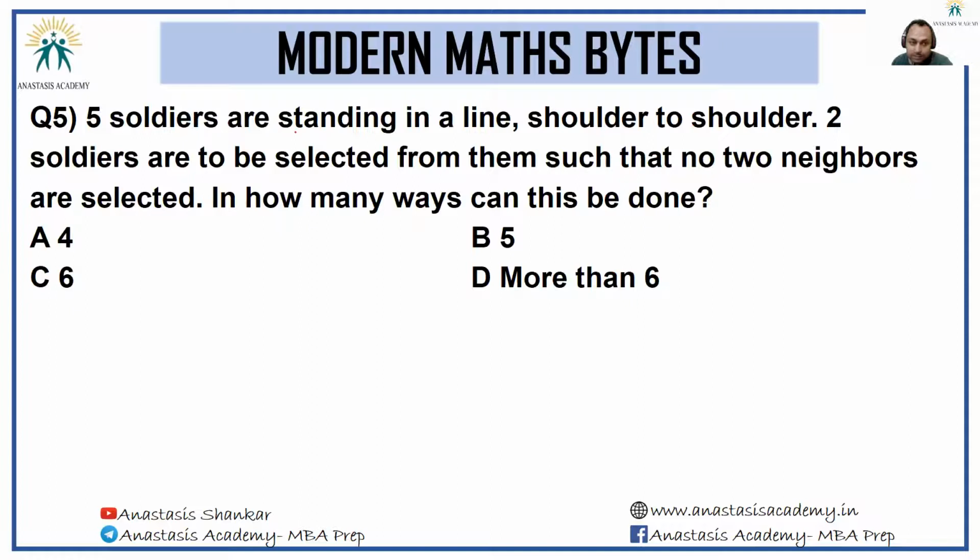Next, 5 soldiers are standing in line shoulder to shoulder. 2 soldiers are to be selected from them such that no 2 neighbors are selected. In how many ways can this be done? Because this is a very small number, I will count it very slowly and show you. The pairs that are possible are AC, AD, AE, BD, BE, and CE. These are the pairs that can be counted.